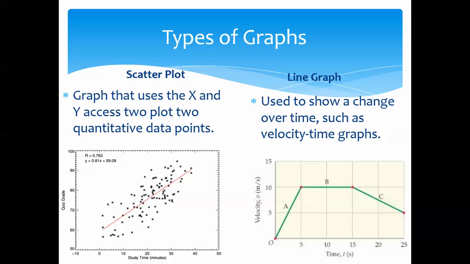Scatter plot, which we will use a few times in science class, it is looking at two different quantitative data points. So there's going to be numbers. So for example, here you see the amount of time studied in minutes versus the quiz grade. And you can see a positive correlation. The more minutes you study, the higher your quiz grade is. Scatter plots are just a whole bunch of data points plotted on an XY axis graph, and then we put that line of best fit. So we'll practice those in class. And then a line graph is used to show a change over time, such as velocity time graphs, and we'll practice this in class as well.